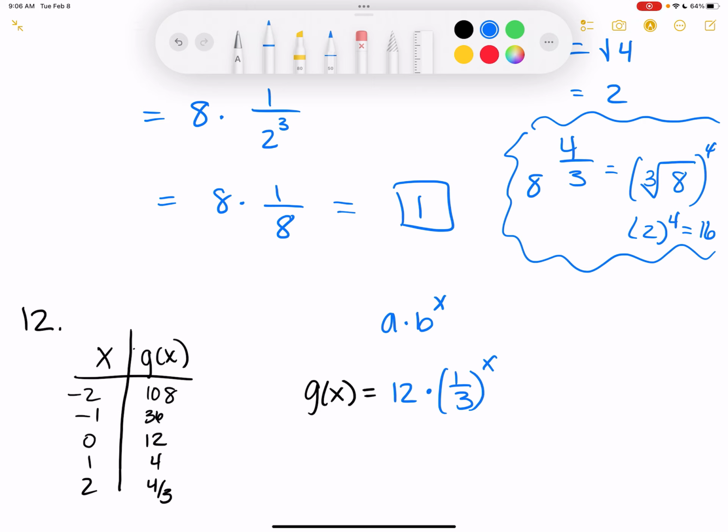Wait, so how, I'm confused. How did you know to start with the 12? Because the a is the initial value, which is when x is equal to 0. Because if x equals 0, this part's just equal to 1.